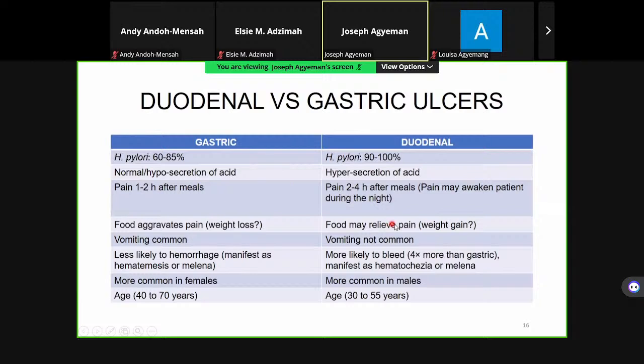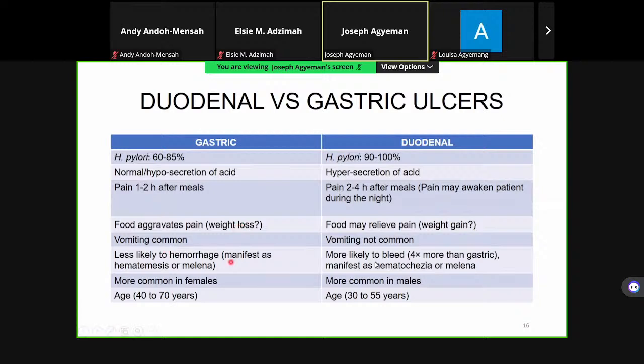This guy, when you are hungry, you are feeling the pain. So you eat more, so that you don't feel the pain. So you are going to get what? Also, you are likely to have weight gain. Whilst those with gastric ulcer, because the pain is aggravated by eating, they fail to eat and they lose weight.